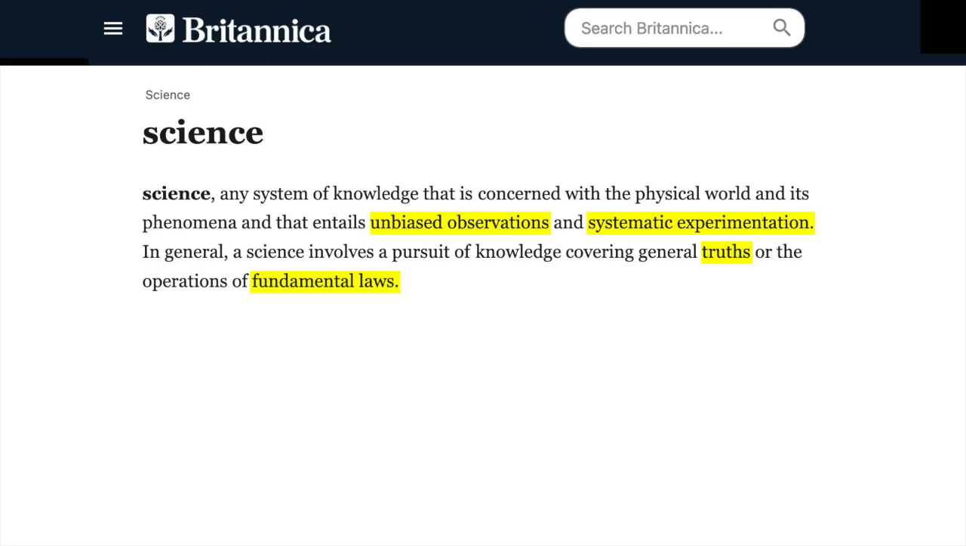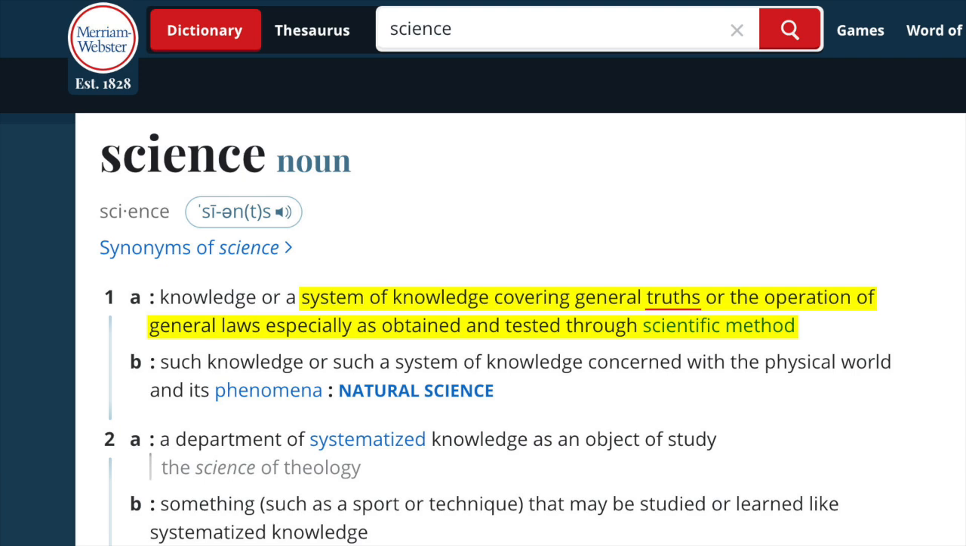What is science? According to Britannica, it is having to do with unbiased observations, systematic experimentation, seeking after truths or fundamental laws. Here is a different one from the Merriam-Webster definition: a system of knowledge covering general truths or the operation of general laws, especially as obtained and tested through the scientific method. We'll talk about the scientific method more as we go on.